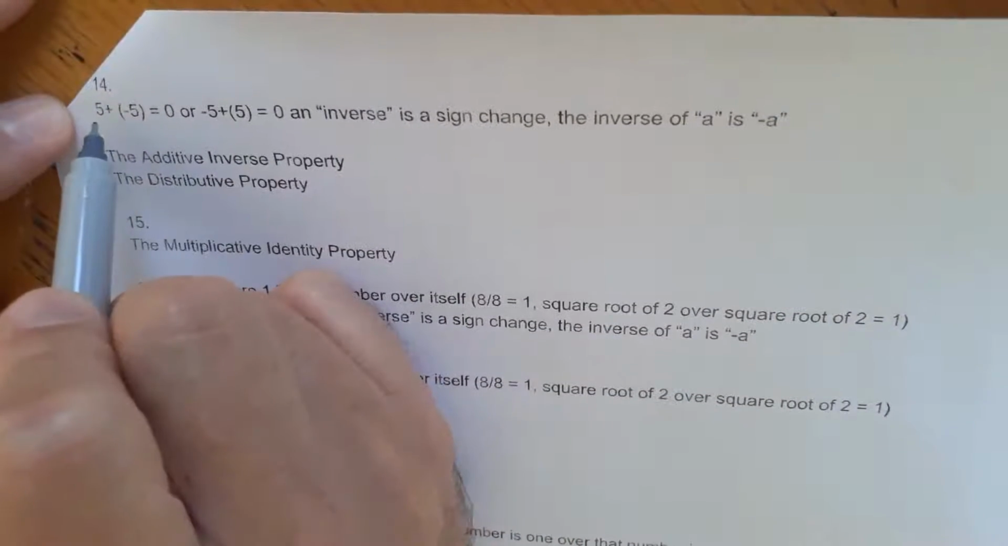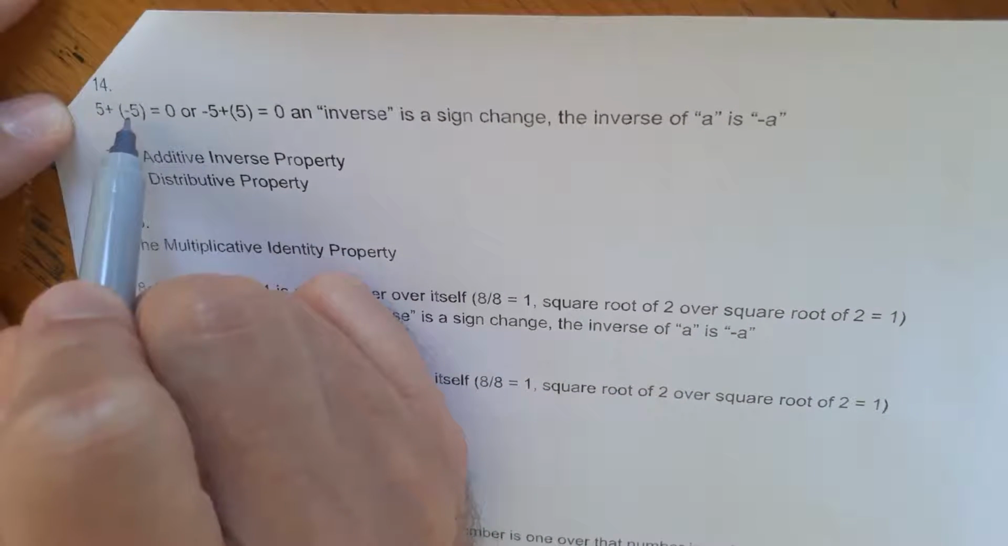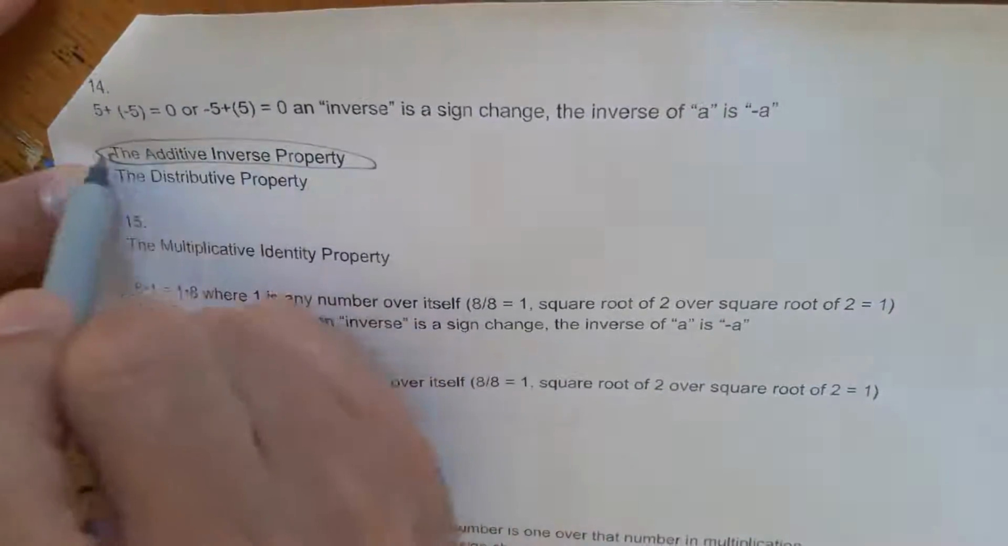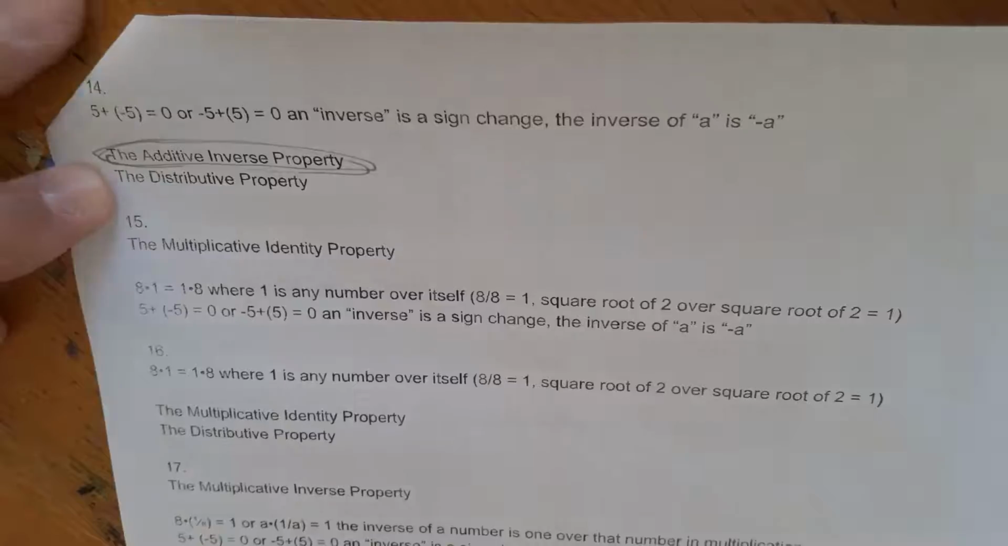All right, now if you have the additive inverse, right, so -5 is the inverse of 5, we get 0, then we just have to identify the name of this thing, the additive inverse property.